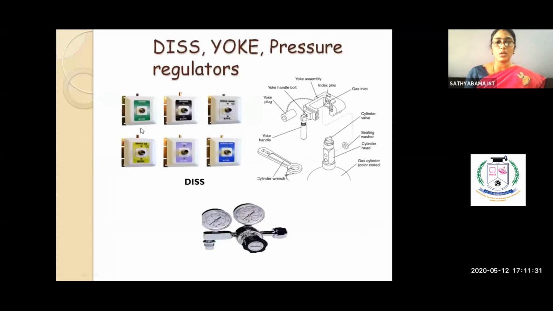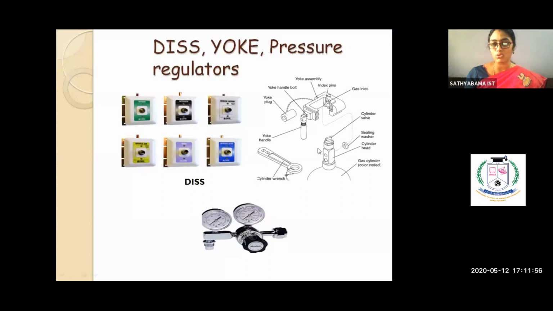So these are a few pictures of your DISS. So this is what your DISS is, right? So diameter index safety system. So you'll be connecting the wires to the particular color, so which is for what you'll have to check. So this is for your nitrogen, for oxygen, for air, so everything. You have different ones for each one. And this one is your yoke part, right? So this is what will be at the back of your anesthesia machine. So you have to connect it accordingly.